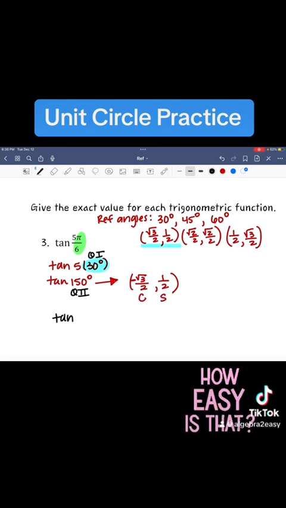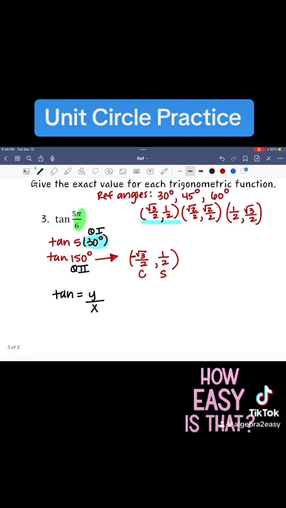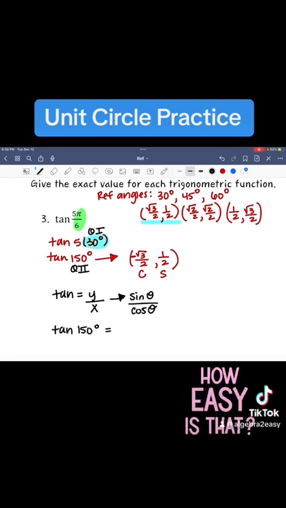Tangent is equal to y over x. So basically, it's equal to sine of theta over cosine of theta. So since we have our x and our y, we do have sine of our theta and we do have cosine of our theta. All we have to do is take those values in that ordered pair and divide. So then tangent of 150 degrees is equal to, sine for us was 1/2, divided by cosine for us was negative radical 3/2.